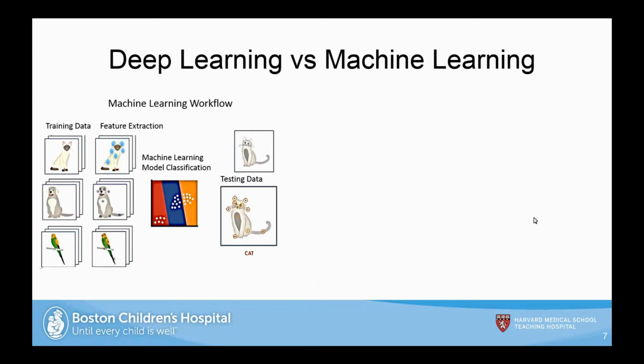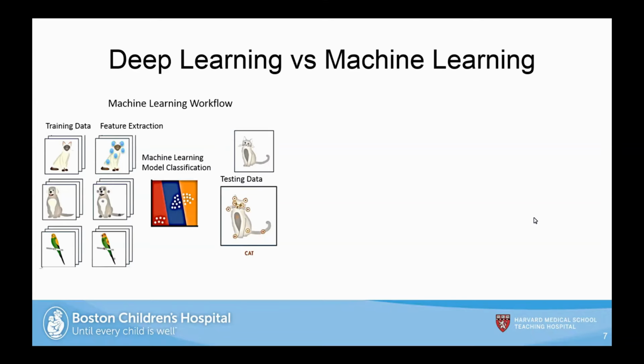a very simple overview. So in machine learning, you start off with your training data, and then you do a feature extraction. So in this case, you have the ears of the cat here pointing, you can pick out these little features here. Then you run it through the machine learning model classification. And then when you go through with your testing data, you put in an image of the cat, you hope that it'll identify those features, and the algorithm will tell you that's an image of a cat.